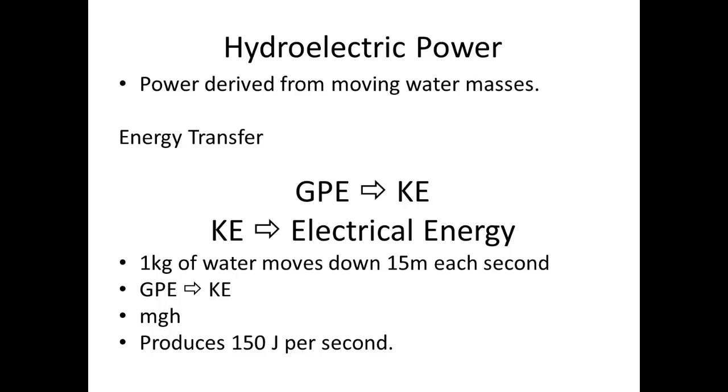Then this kinetic energy has to be turned into electrical energy. However, an electrical generator will only be 20% efficient or 30% efficient, so it will only be 30% of this, which will be around 40-50 joules per second.